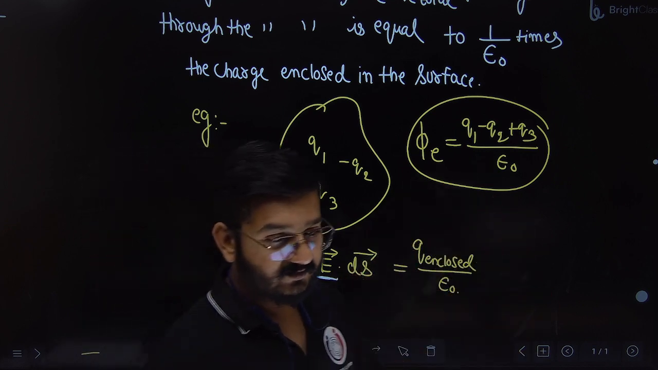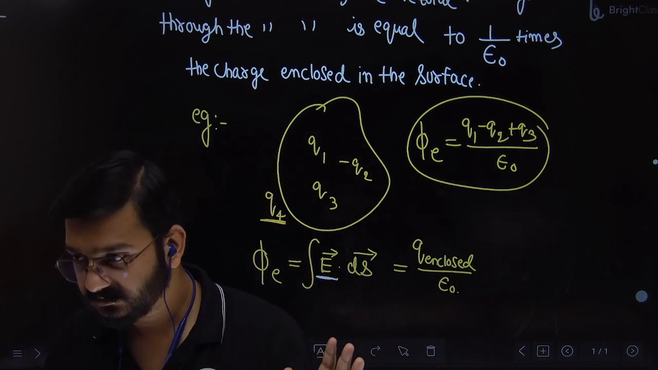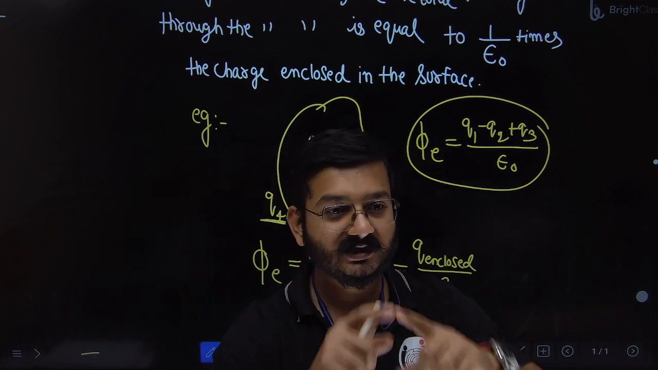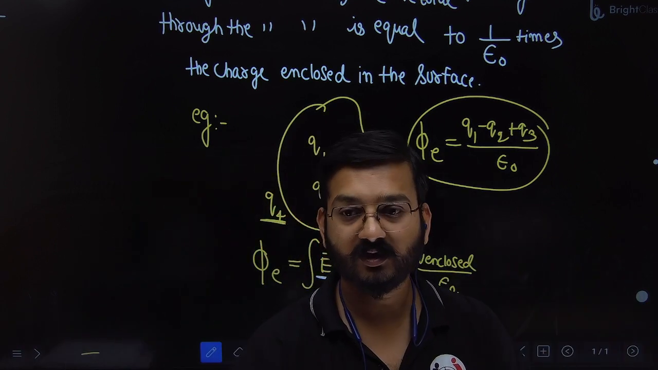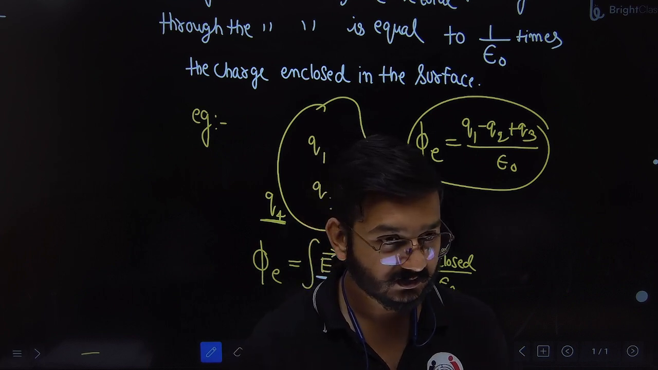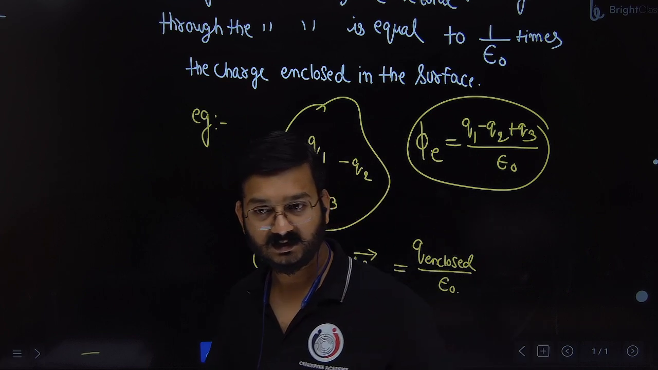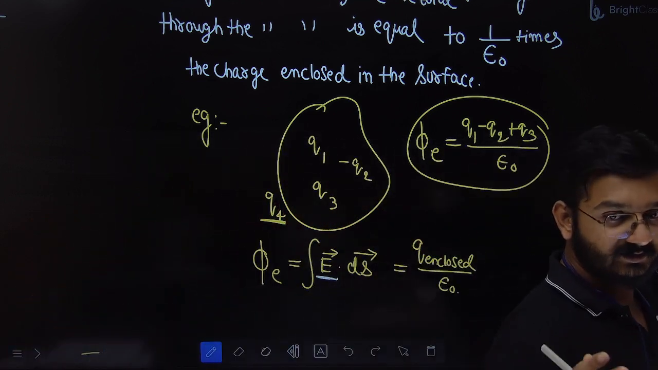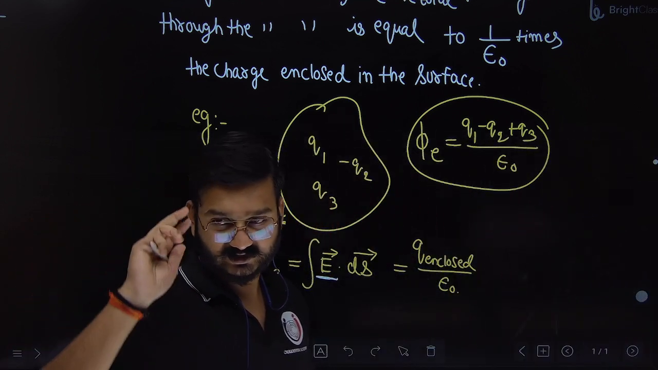So if the base is square and you want to enclose the charge, what type of surface will you draw around the charge? Cube. Okay? If it is rectangle, then you will think of cuboid. We'll discuss that in the next class. But are you guys getting the idea?